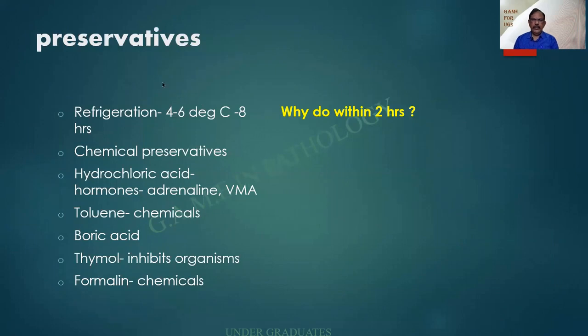The preservatives for urine. First and foremost is refrigeration. If the sample is going to be kept up to 8 hours. Beyond 8 hours, even refrigeration is not recommended. Normally, it is advisable to do the urine test within the first 1 hour. Refrigeration is at 4 to 6 degrees.